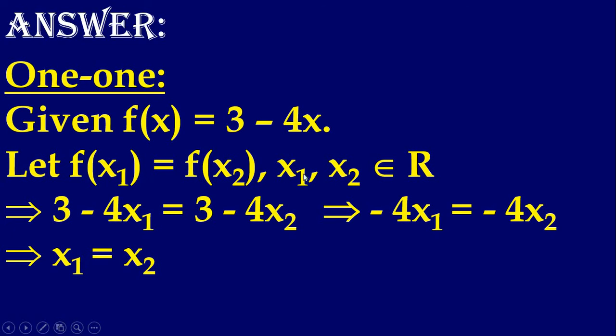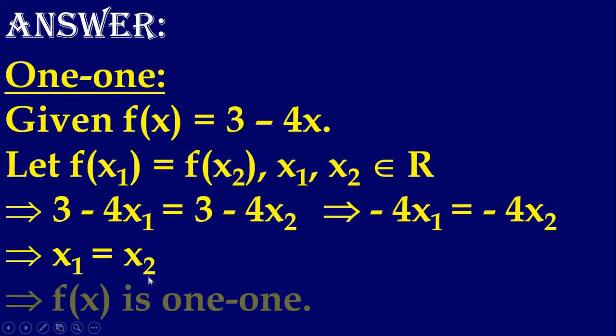Since f of x1 equal to f of x2 implies x1 equal to x2, this function is one-one function. So therefore f of x is one-one function. So next we verify whether it's onto.